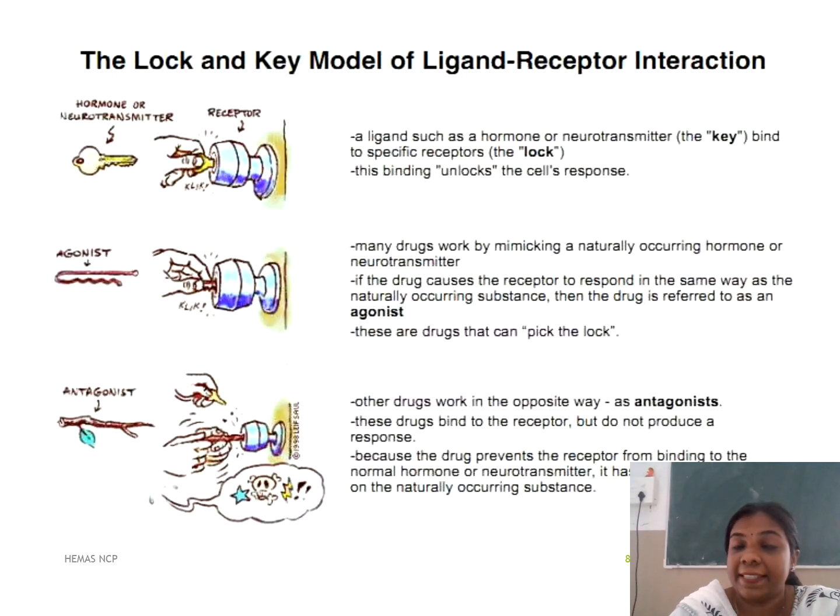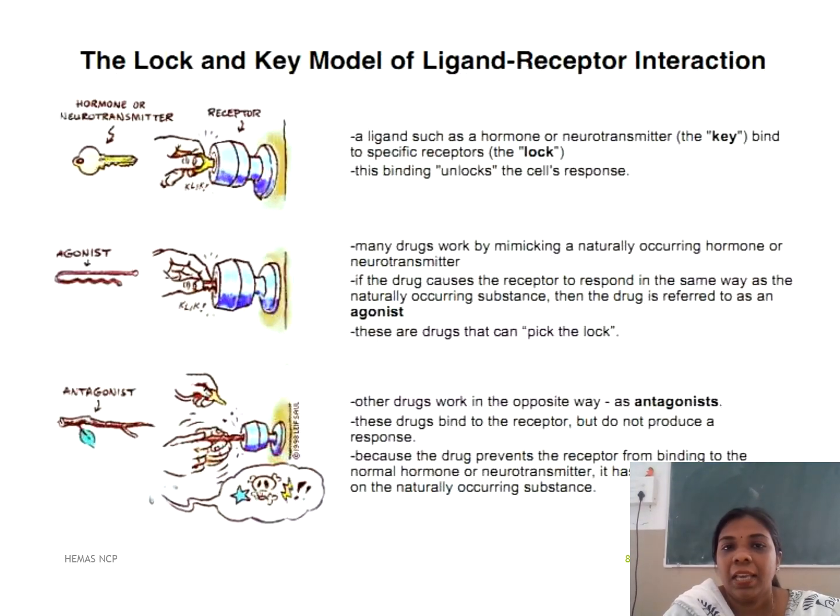Firstly, we explain what a receptor is. The receptor is a protein molecule present on the cell membrane, cytoplasm, nucleus, etc. It recognizes specific ligands and triggers a biological response. That is the lock and key model. The principle of the lock and key model is that just as only the correct key fits a lock, only the correct ligand fits the receptor.